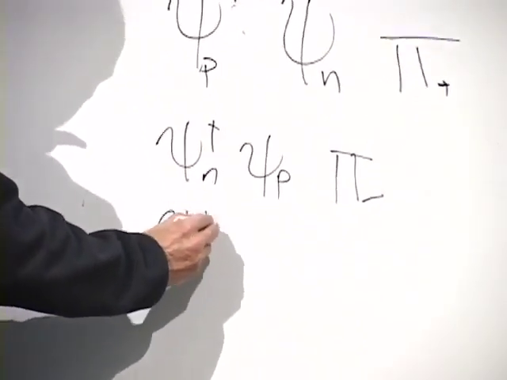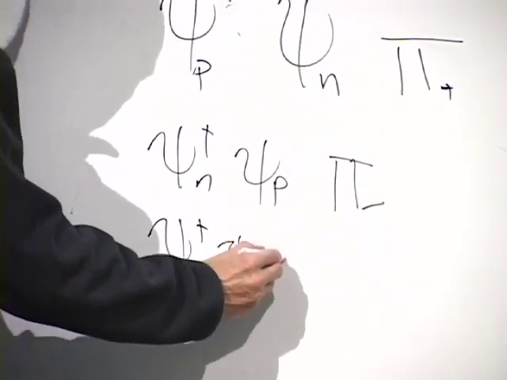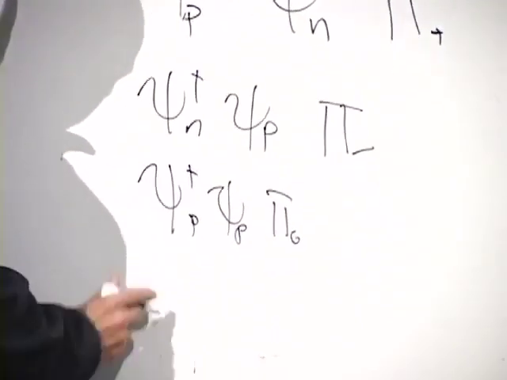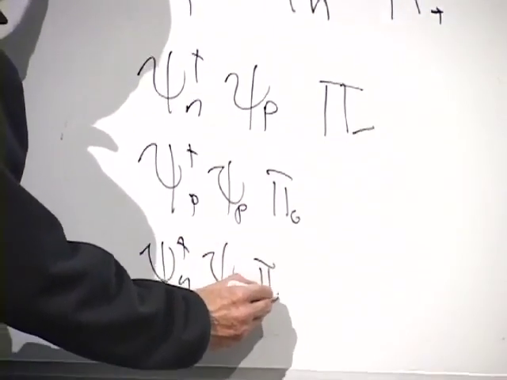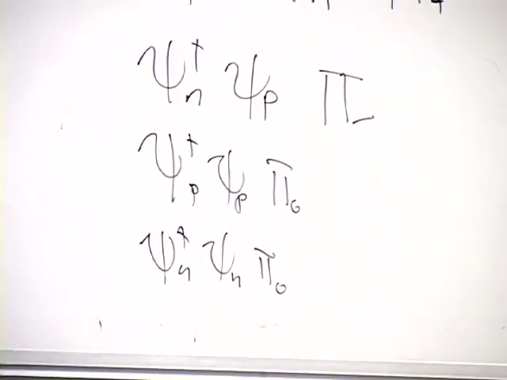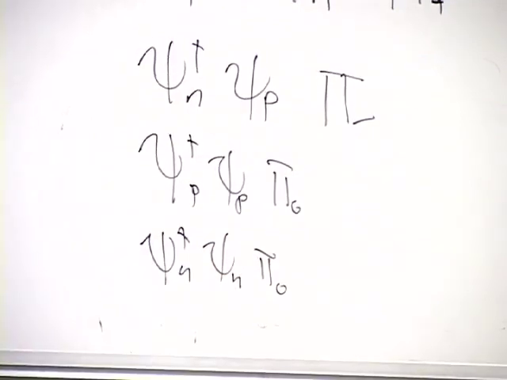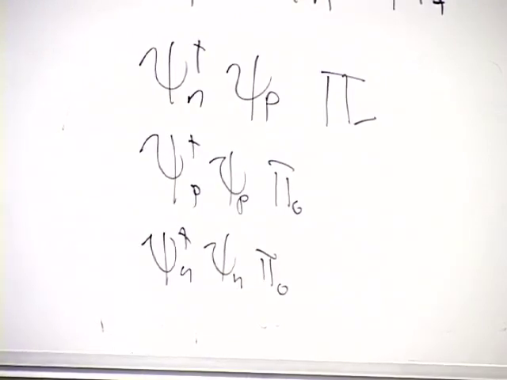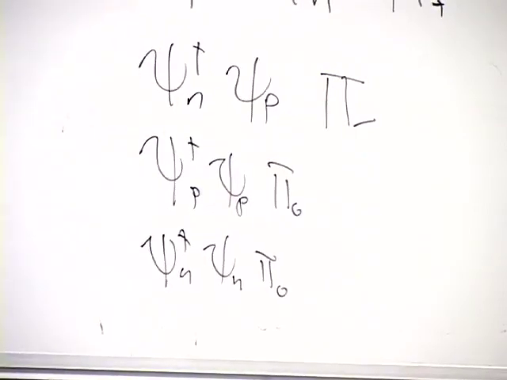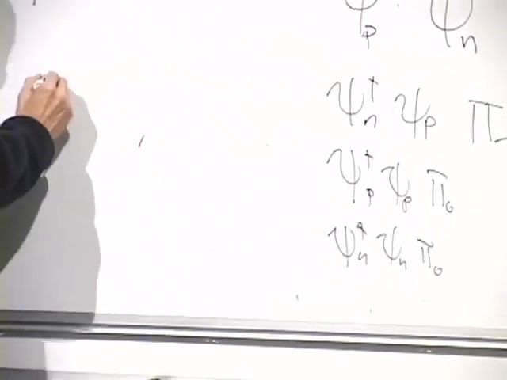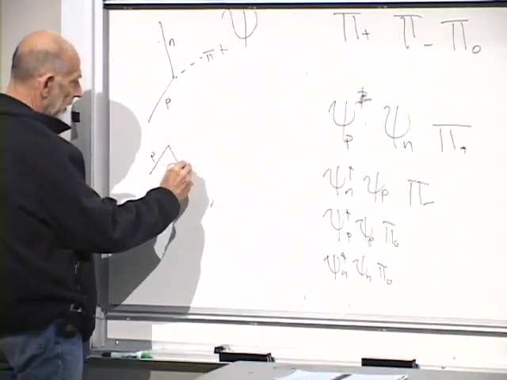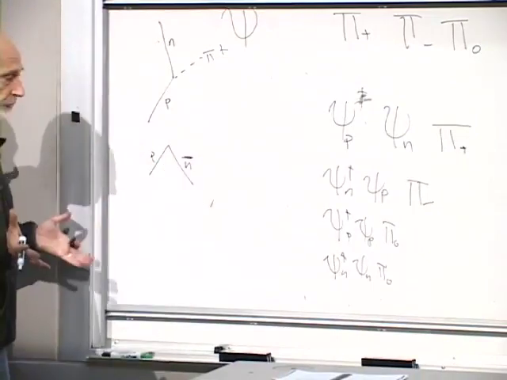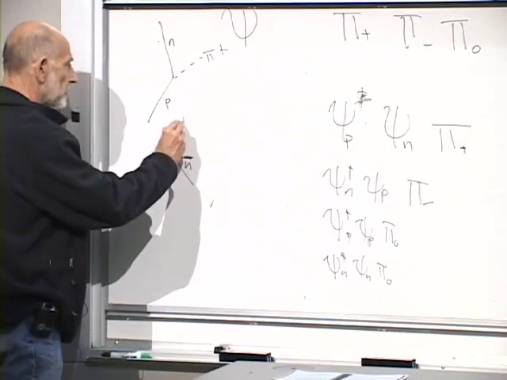And psi dagger proton, psi proton, pi zero, and also psi dagger neutron, psi neutron, and pi zero. All right, what do these things describe? They describe proton goes to neutron plus a pi plus. But of course, the same vertex here describes many processes. The same one describes proton, antineutron, antineutron I'll represent just by a bar, emitting a pi plus.